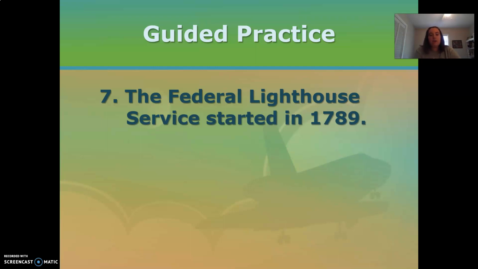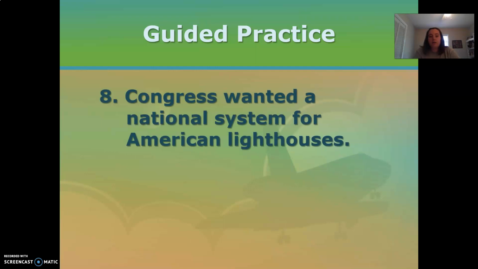So in number 7, the Federal Lighthouse Service started in 1789. Well, in is the preposition, so in 1789 is our prepositional phrase. Number 8, Congress wanted a national system for American lighthouses. For is a preposition, and so after that you look for the next noun, lighthouses, for American lighthouses.